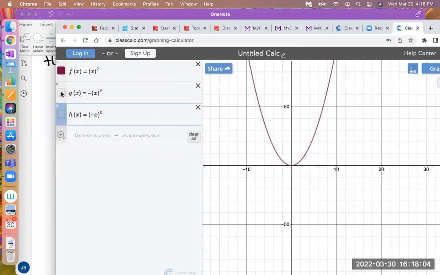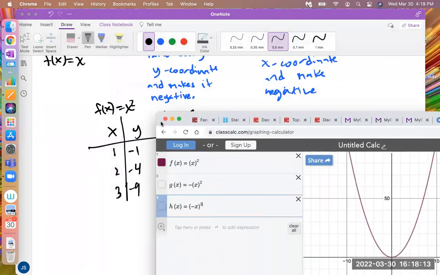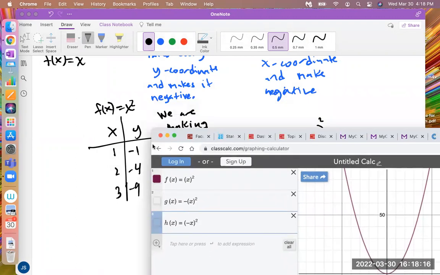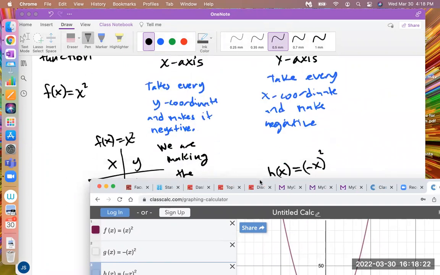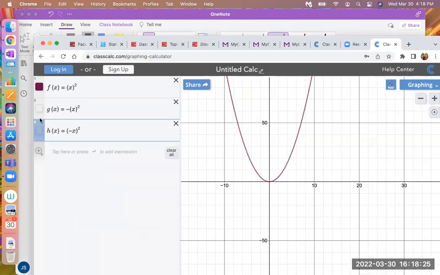If I flip it about the, what did we say? We said this first equation with the negative on the outside flips it about the x-axis. So there's your function. It's exactly what we thought. We changed the output value to be negative, and it flipped it across the x-axis.